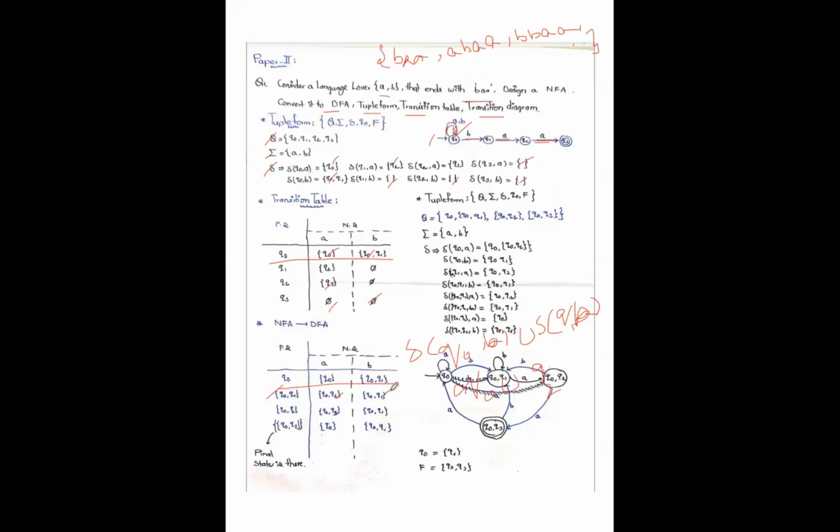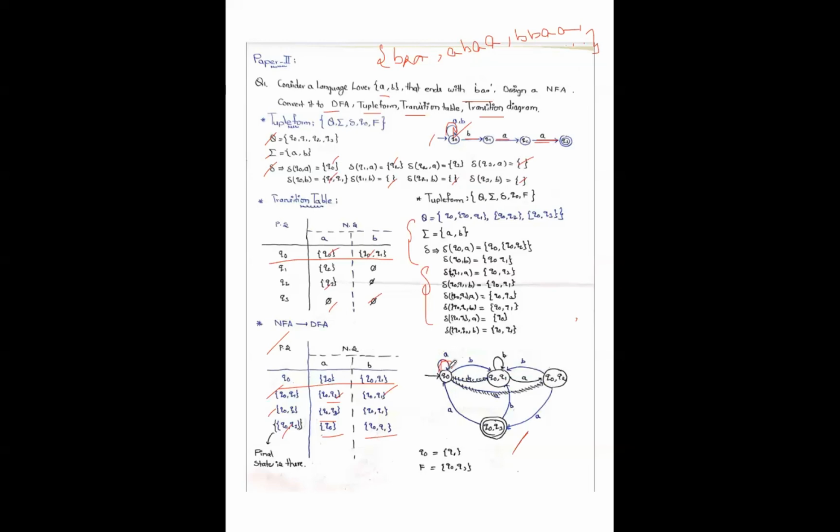Now find the new state. We completed Q naught as well as Q naught Q1. So we got one new state, Q naught Q2. Find the transitions in the same way, just like we did here. Then check for a new state. We got the new state Q naught Q3. Again find the transitions. Then we don't have any new state, so you can stop here. Okay, and this is the tuple form for the DFA, this is the DFA transition table, and these are the transitions for the DFA.